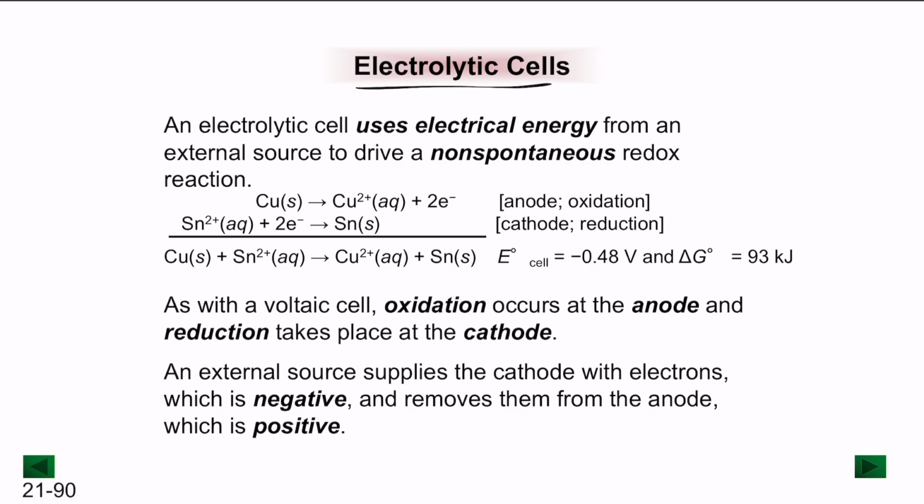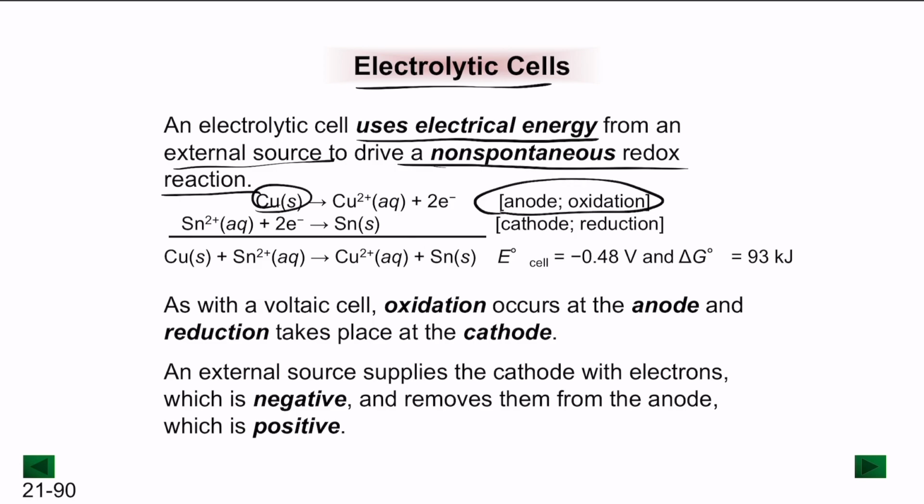So what is an electrolytic cell? In a simple sense, an electrolytic cell uses electrical energy from an external source to drive a non-spontaneous redox reaction. For example, copper undergoes oxidation and tin undergoes reduction, resulting in a negative cell potential where the free energy is greater than usual.